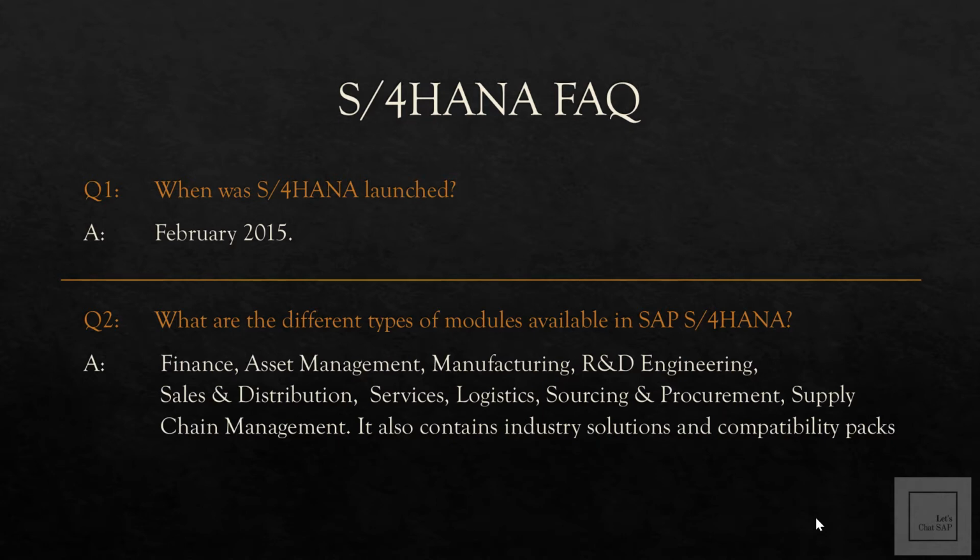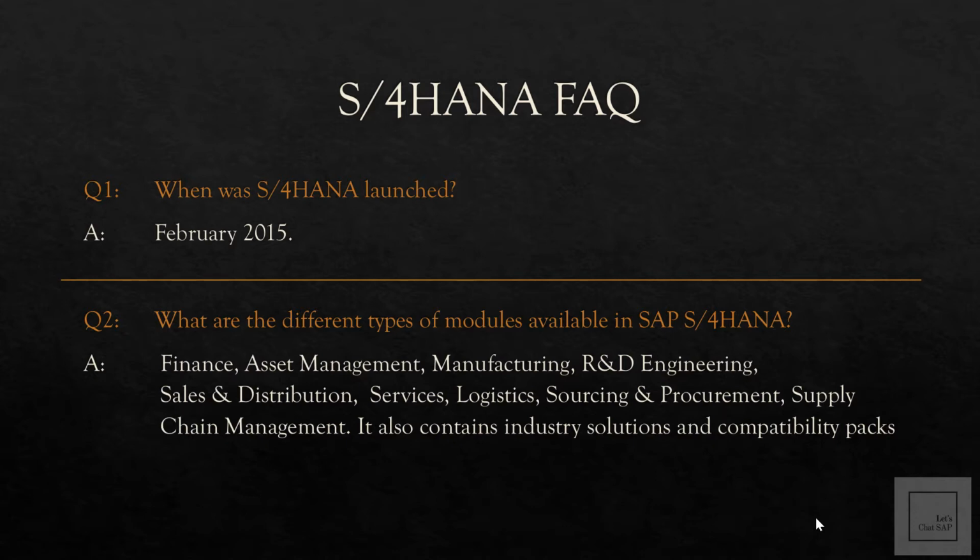Second question, what are the different types of modules available in S/4HANA? It contains all the core ERP modules that are meant to cover all day-to-day processes of an enterprise, such as finance, asset management, manufacturing, R&D engineering, sales and distribution, services, logistics, sourcing and procurement, and supply chain management. It integrates different industry solutions and also reintegrates portions of functionalities from other business suite products like SRM, CRM, SCM, TM, and EWM in S/4HANA.